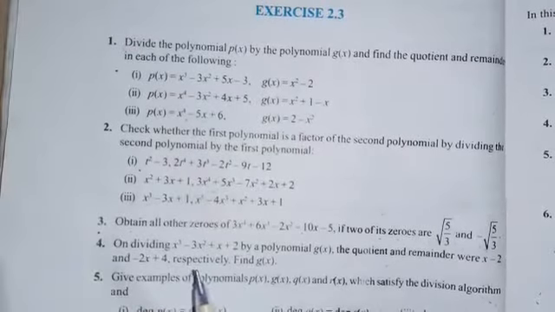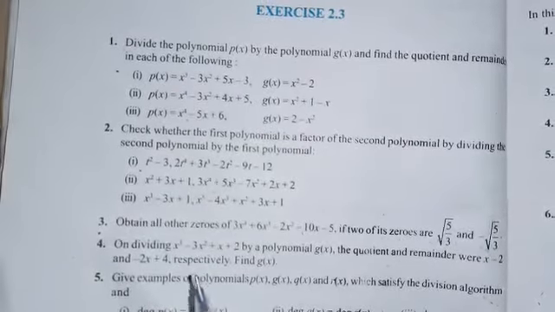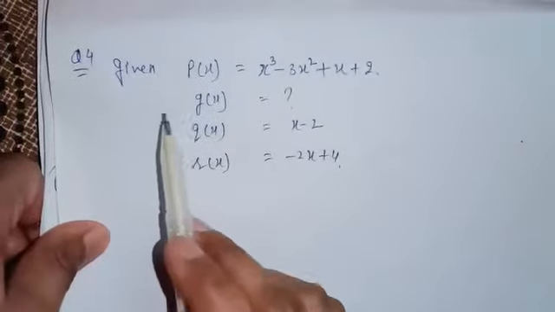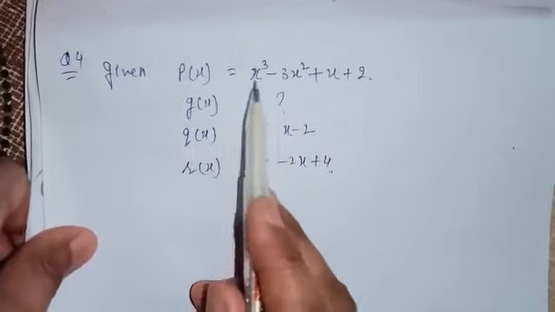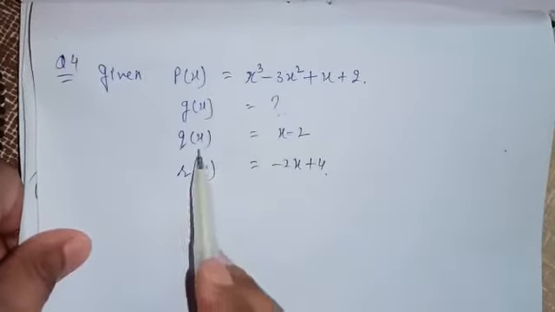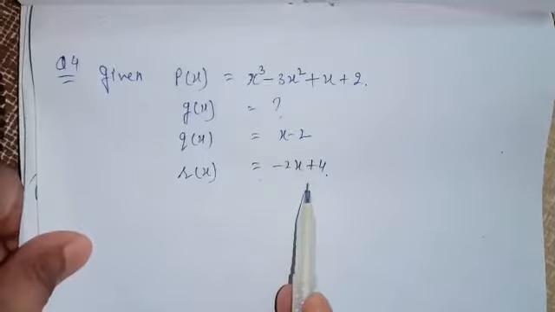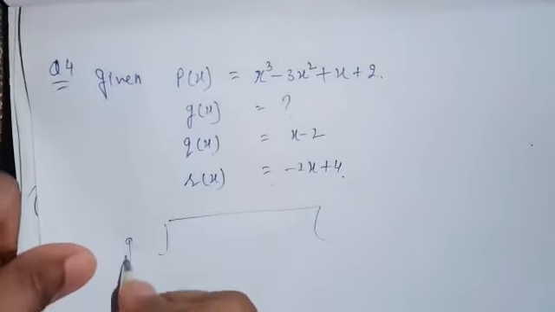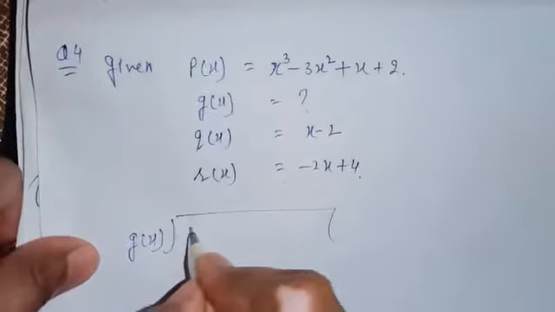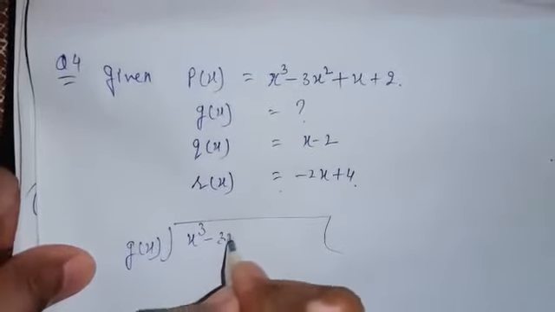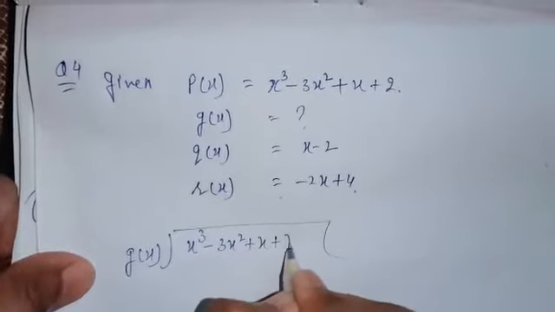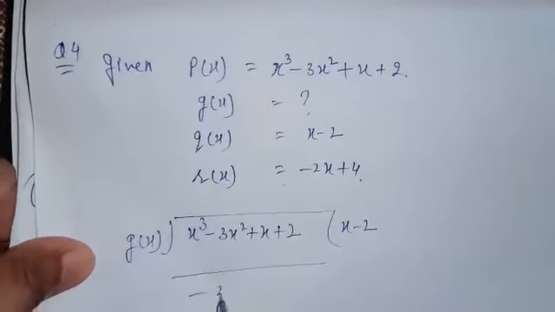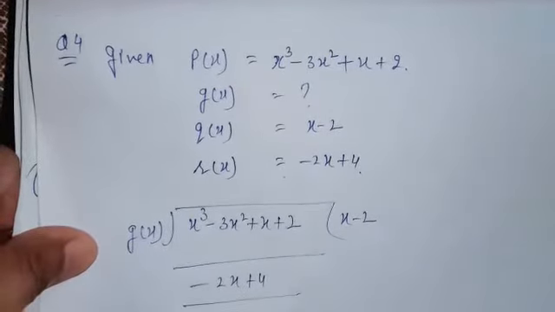For finding the divisor, we will use the division algorithm. These things are given: p(x) is given, g(x) we have to find, q(x) is x minus 2 and r(x) is minus 2x plus 4. It means g(x) is our divisor, x cube minus 3x square plus x plus 2 is the dividend, x minus 2 is the quotient, and minus 2x plus 4 is the remainder.